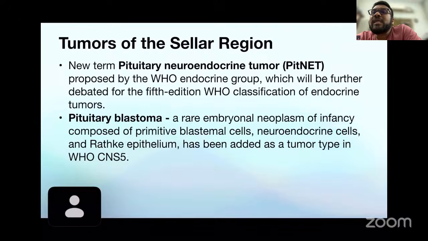And there is a new term called pituitary neuroendocrine tumor, PitNET. It has been proposed by the WHO endocrine group, which will further elaborate it in their endocrine classification. So remember for now that there is one term called pituitary neuroendocrine tumor. And then you have pituitary blastoma. This was a question which was asked earlier. Pituitary blastoma is a very rare embryonal neoplasm of infancy. It is composed of primitive blastomal cells, neuroendocrine cells, and Rathke's epithelium. And this is added in the recently concluded CNS5. So that will conclude our discussion on the CNS5.